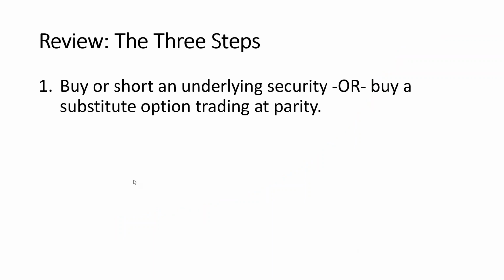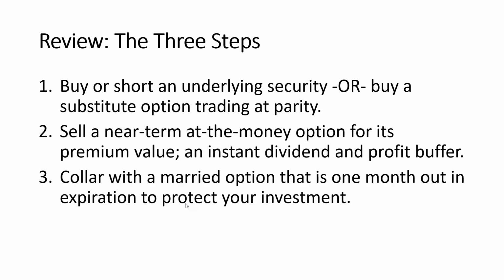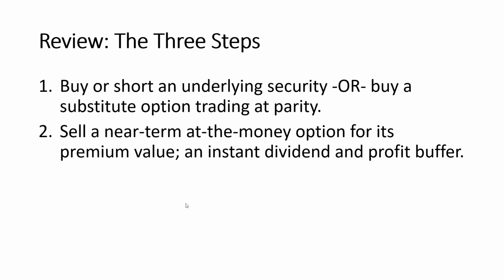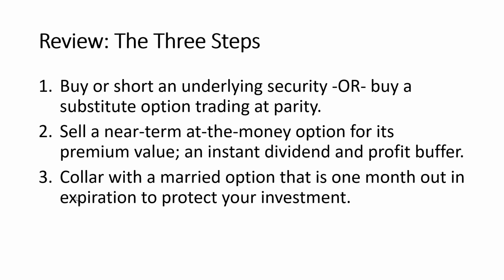I want you to, step 1, buy or short an underlying security, or buy a substitute option that is trading at parity. Next, I want you to sell a near-term at-the-money option for its premium value, an instant dividend, and profit buffer. And then I also want you to collar that position with a married option that is 1 month out in expiration to protect your investment.